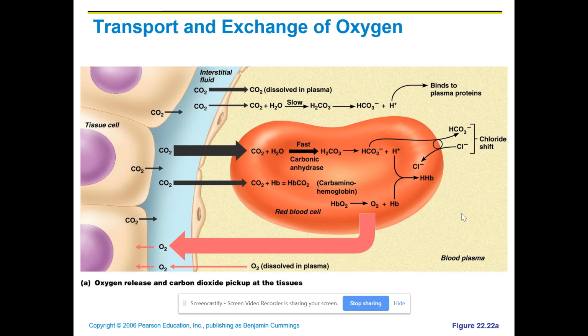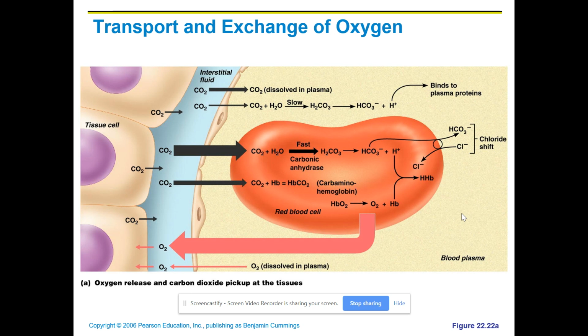When we get to the tissues, exactly the opposite thing happens. There's more oxygen in the blood than there is in the tissues. And so the oxygen moves down its gradient. So the oxygen that was dissolved in plasma comes out, and then the oxygen that was bound to hemoglobin releases and then moves from the blood to the tissues.